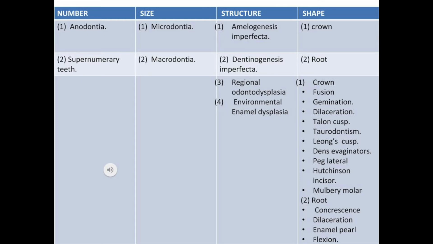The crown: fusion, germination, dilaceration, talon cusp, taurodontism, leong cusp, dens invaginatus, peg lateral, Hutchinson incisor, mulberry molar. Based on the root, it's divided into concrescence, dilaceration, enamel pearl, fusion, and ankylosis.